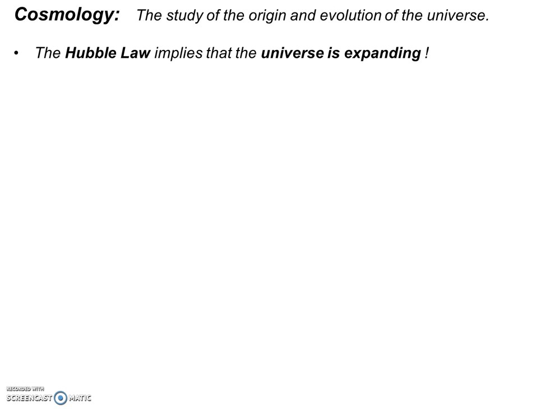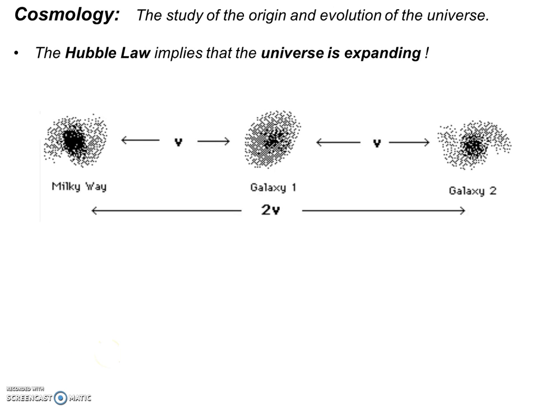Let's take a look at this. Let's say we're here in the Milky Way, somewhere here, and a certain distance away from us we have Galaxy 1, and twice as far away from us we have Galaxy 2. So when we look at Galaxy 1, it's moving away from us at a certain velocity, v, but Galaxy 2 is moving away from Galaxy 1 also with a certain velocity, v. So when we look at Galaxy 2, it's moving away from the Milky Way at twice the velocity that Galaxy 1 is. And that's basically the Hubble expansion.